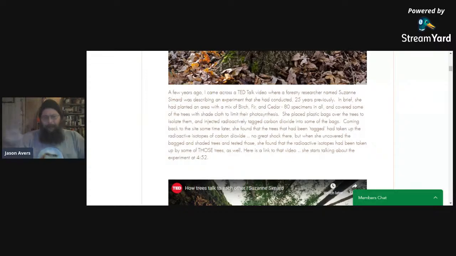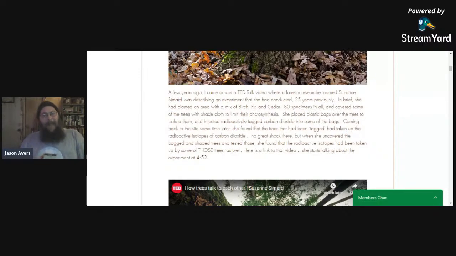The brief short form of the experiment is she had planted an area with a mix of birch, fir, and cedar trees, a total of 80 specimens in all, and covered some of the trees with shade cloth to limit their photosynthesis. And then she placed plastic bags over all of the trees, each one individually, to isolate them. Then she took radioactively tagged carbon dioxide, it was a C14 tagged carbon dioxide, and injected it into some of the bags.